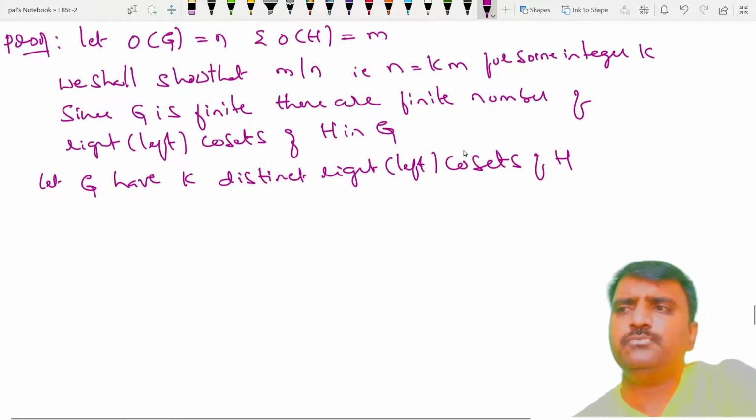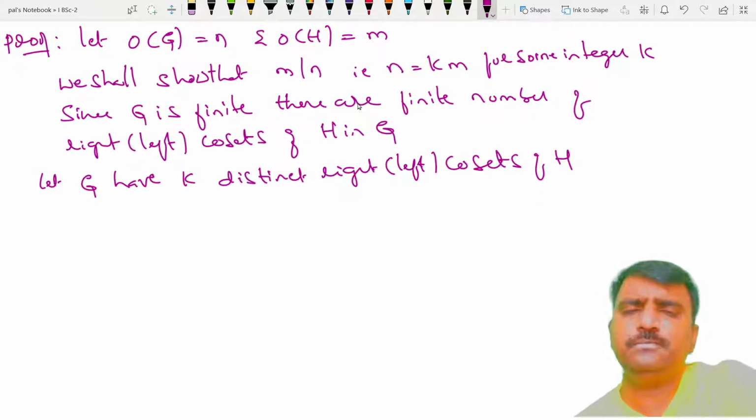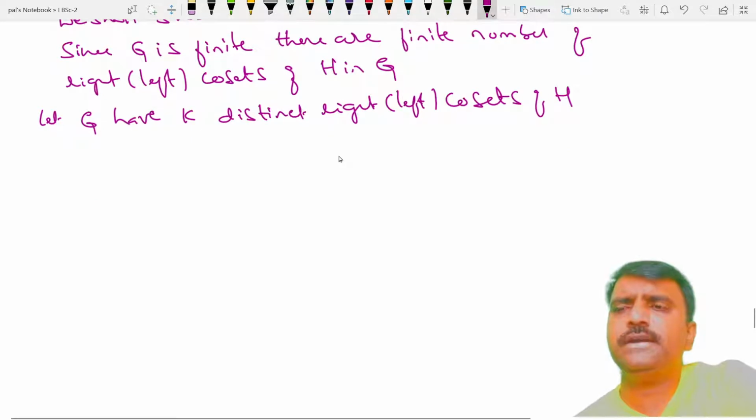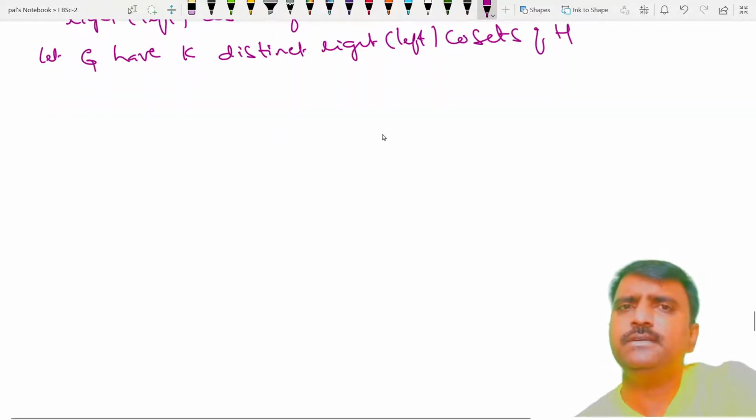Okay, to prove that, we consider what they are given. G is a finite group, that means it has a finite number of elements. It consists of k number of distinct cosets.